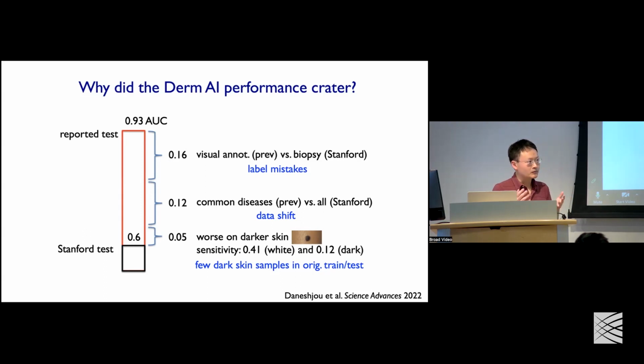Right. And when we look more carefully into this, we found that basically the original training and test data sets for these algorithms have very few, in some cases, no images that came from darker skin tones. Right. So these were actually quite interesting findings, right?